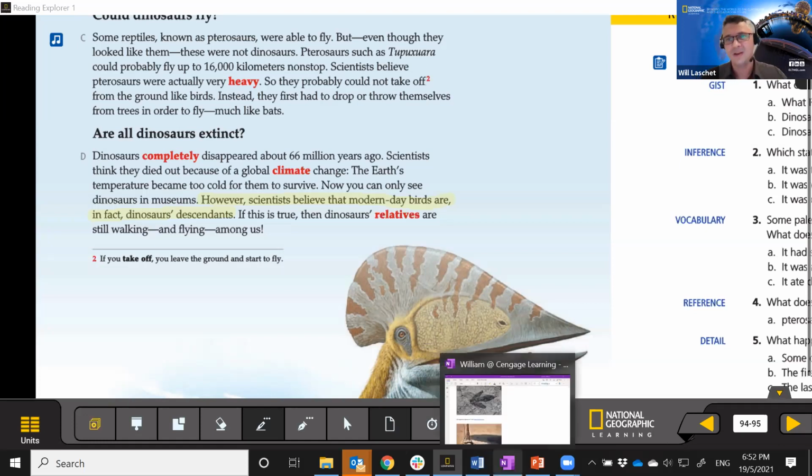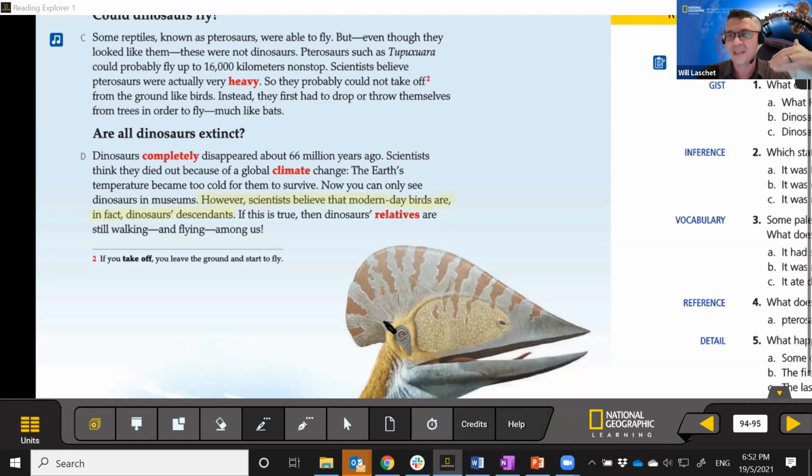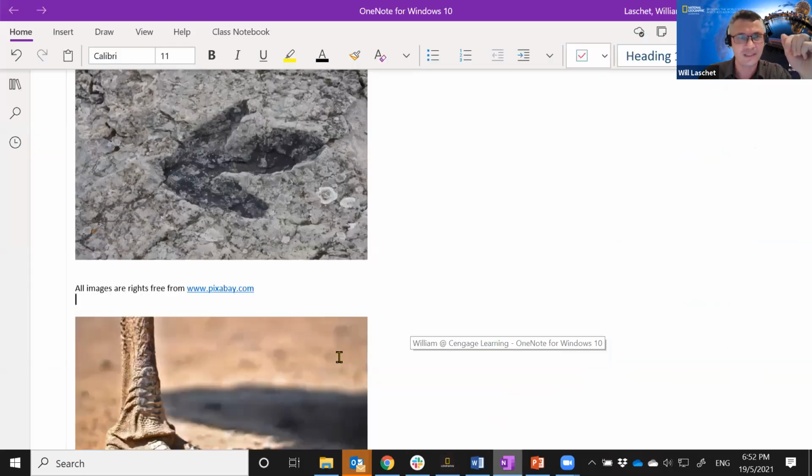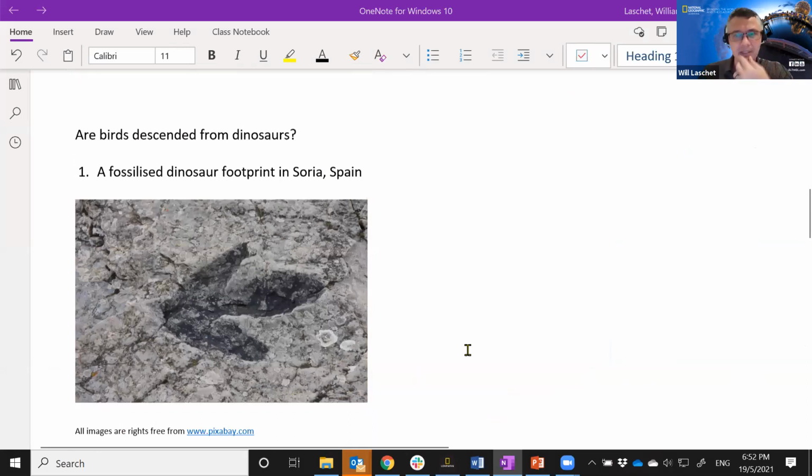Okay, I'm going to show you just for fun. This is not real scientific evidence, but I'm going to show you something that influences my opinion. So I'm going to show you some photos. So up on the screen now, can you see that? Can you just type into the chat box what you can see here? Yeah, you can see a footprint, and this is a fossilized footprint from a dinosaur.